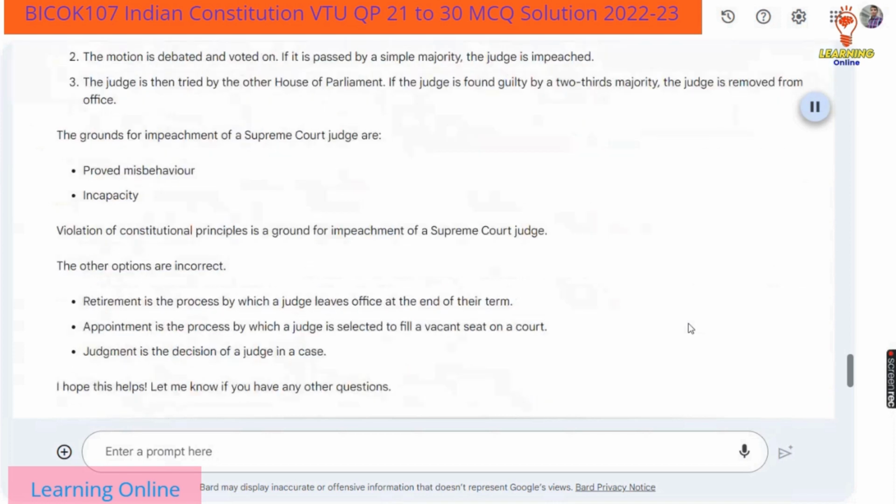The grounds for impeachment of a Supreme Court judge are proved misbehavior, incapacity, and violation of constitutional principles. The other options are incorrect.